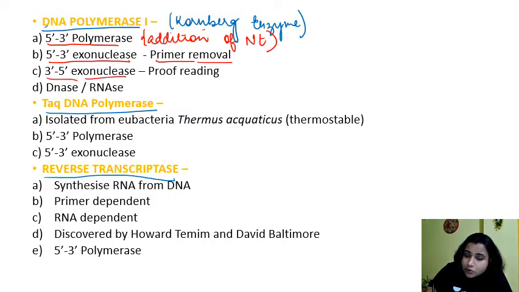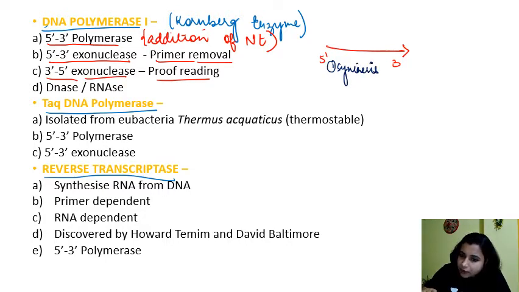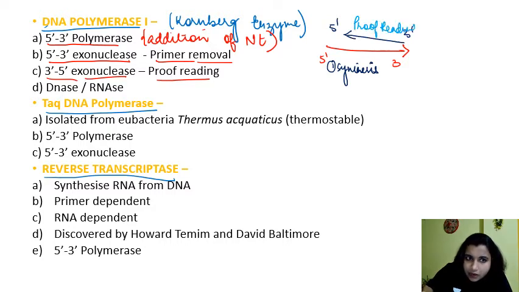3' to 5' exonuclease stands for proofreading. Say synthesis is taking place from 5' to 3', right? What is taking place? Synthesis, right? Synthesis 5' to 3'. Primer removal is also 5' to 3' exonuclease. But proofreading will be the opposite. 3' to 5' will stand for your proofreading, right? So that is DNA polymerase 1. These are the properties of the DNA polymerase 1.